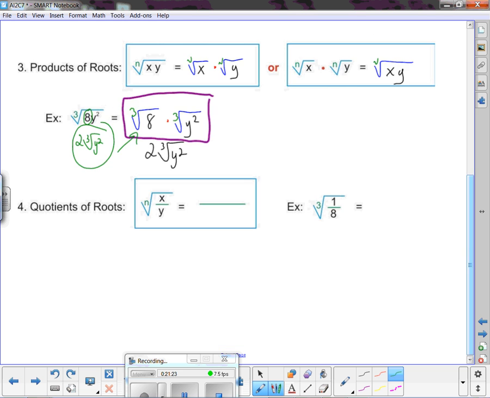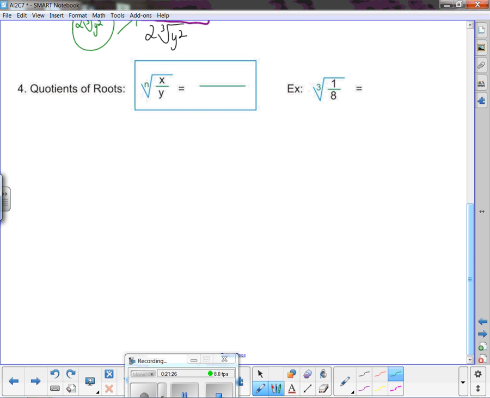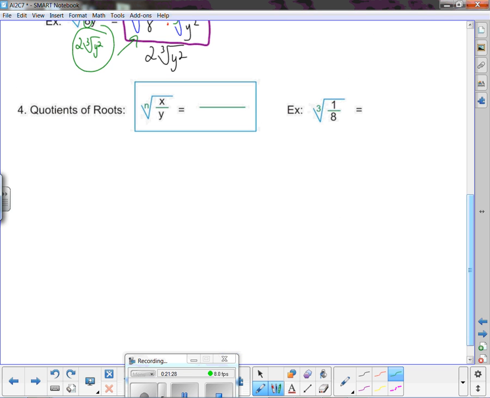All right, so last one here, quotients of roots. And this one makes sense. Think back to the exponent one, right? And so really quotients of roots, same concept, same idea. And it's going to be the nth root of the numerator divided by the nth root of the denominator. So what's the top? The nth root of x. What's the bottom? The nth root of y. That's all.